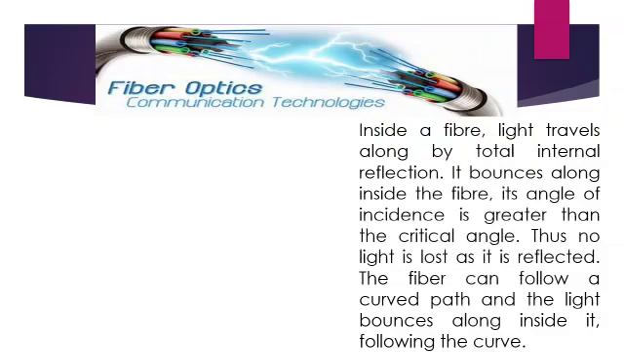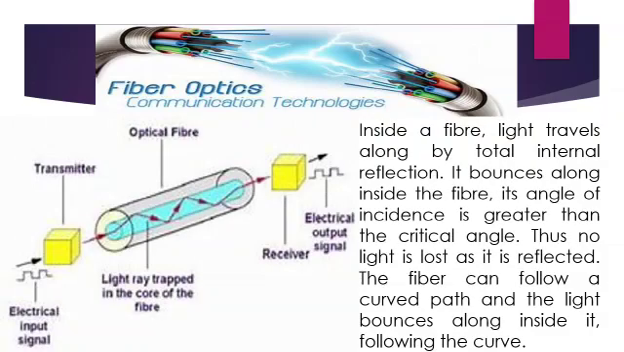Inside a fiber, light travels along by total internal reflection. It bounces along inside the fiber. Its angle of incidence is greater than the critical angle. Thus, no light is lost as it is reflected. The fiber can follow a curved path and the light bounces along inside it, following the curve.